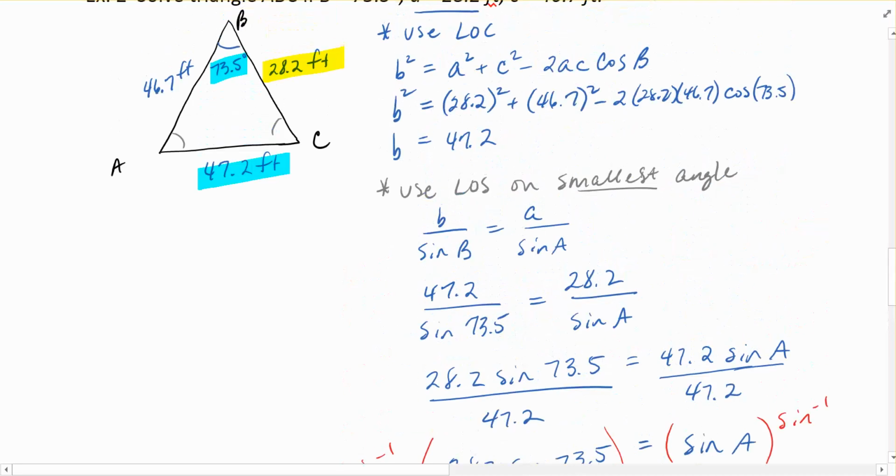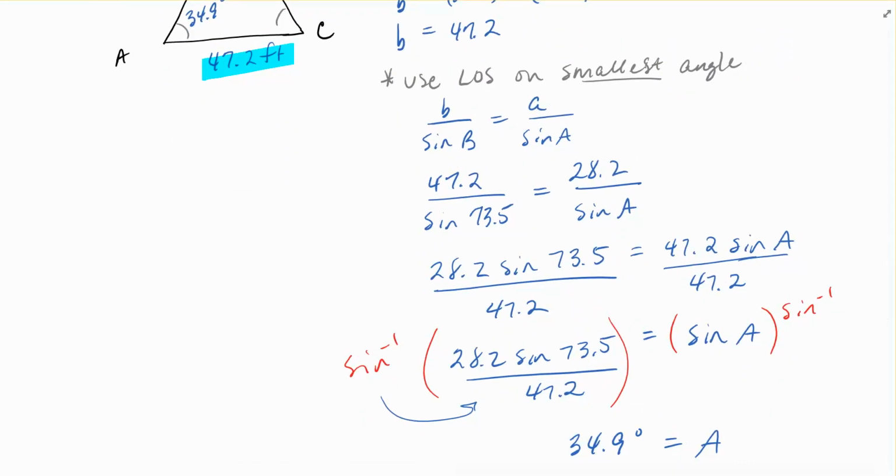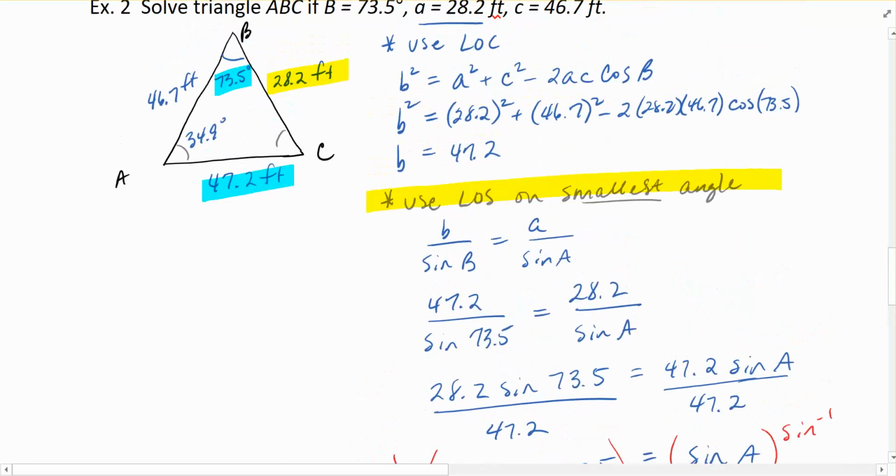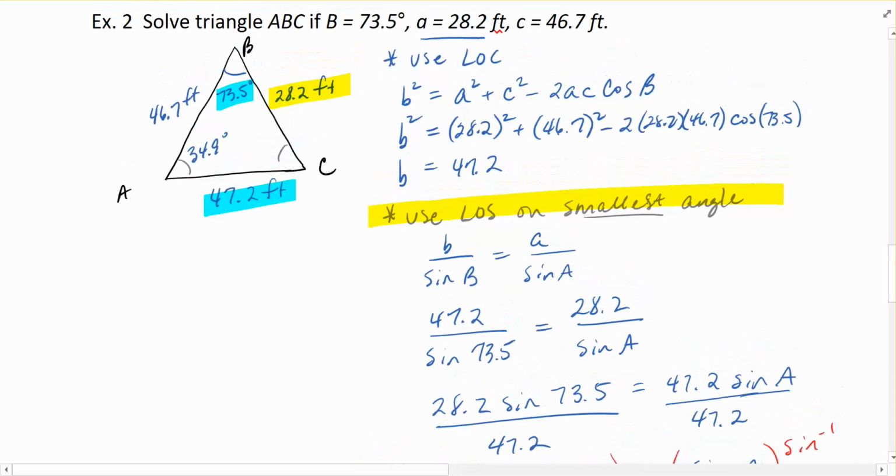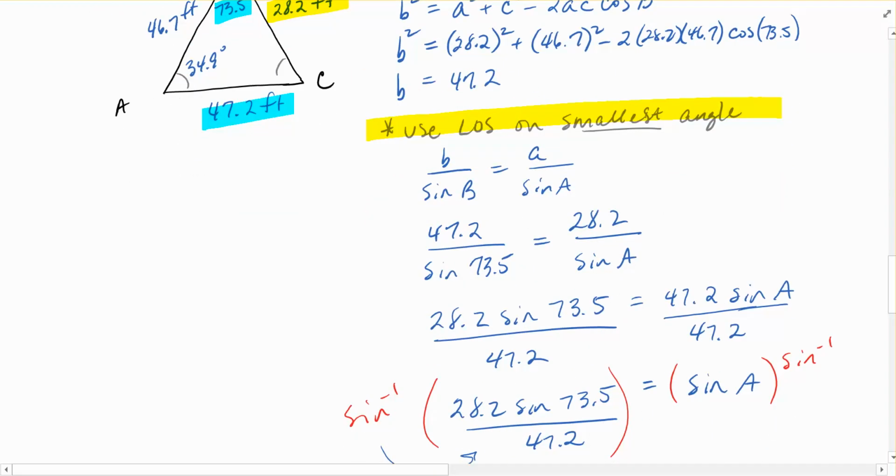So what do I know now? I know that angle A is 34.9 degrees. And it would be really easy, I could go back in and use the law of sines one more time if I wanted to. But I don't. I actually think that I'm going to just go ahead and use the fact that the sum of the interior angles in a triangle has to be equal to 180. So angle C has to be 180 minus angle B, which was 73.5, and angle A, which was 34.9. So angle C has to be equal to 71.6.